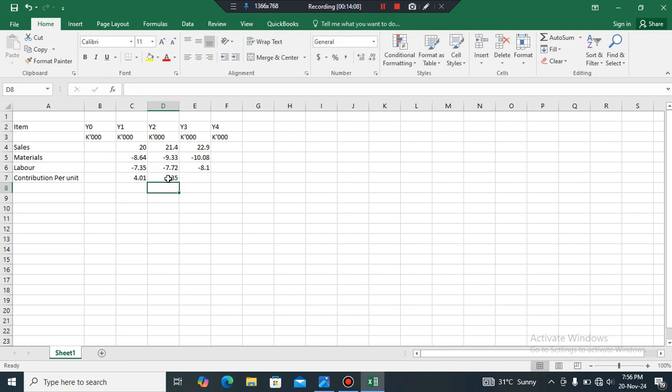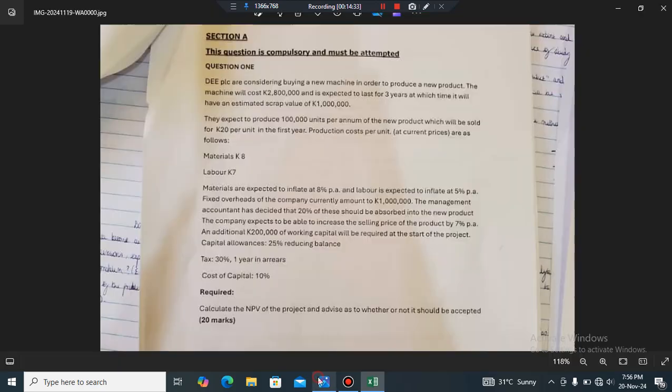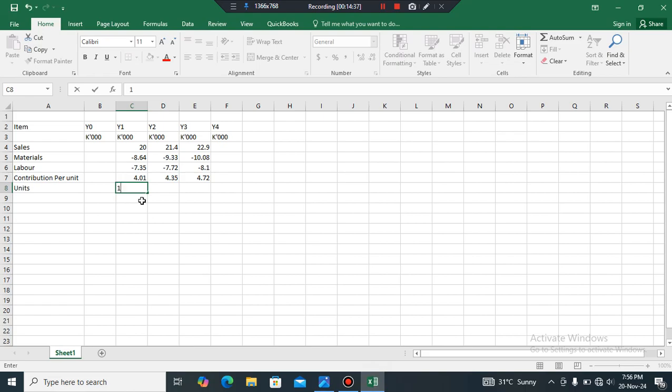4.35. And then 22.9 minus 10.08 minus 8.1 is giving us 4.72. And then we say units, right? The units that are produced is 100,000. I've seen here 100,000, right? So we just say 100. 100 multiply by 100, multiply that by 100.